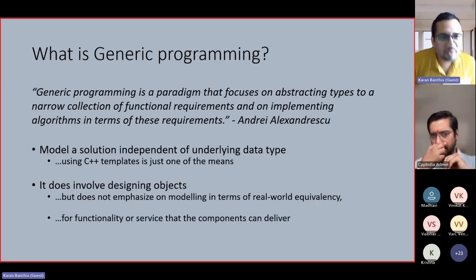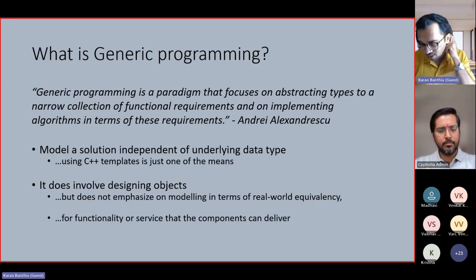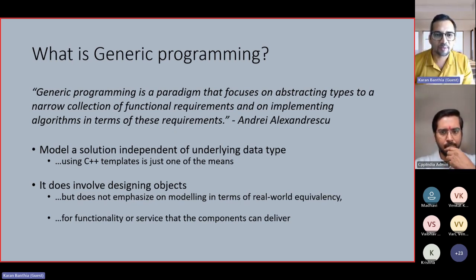Now, what is generic programming? Now, why do we not want OOPS? So, generic programming, in the famous book Modern C++ Design by Andrei Alexandrescu, he has mentioned that it is a paradigm that focuses on abstracting types to a narrow collection of functional requirements. So, that is basically functions, in short, and implementing algorithms in terms of these requirements. So, again, it is functions.